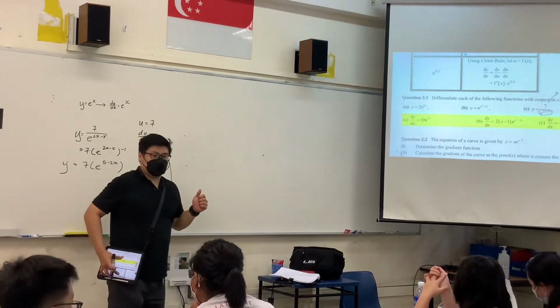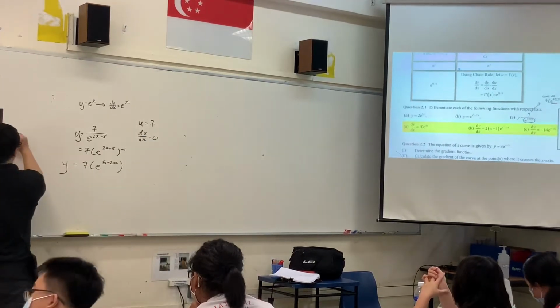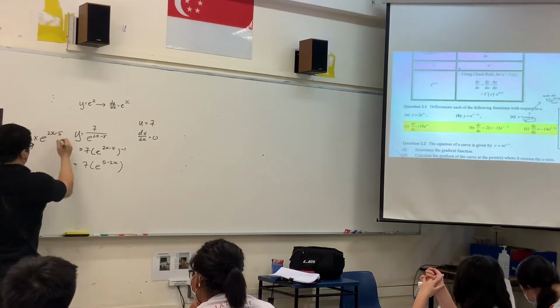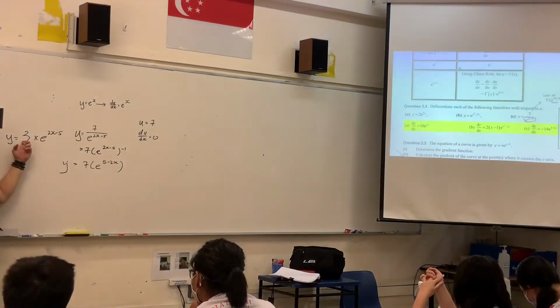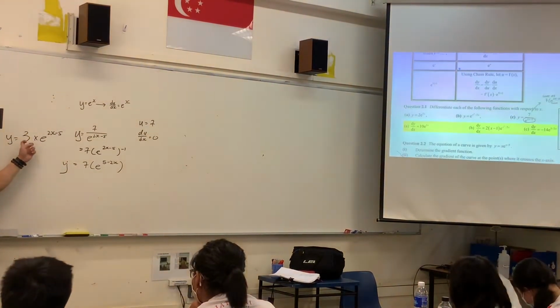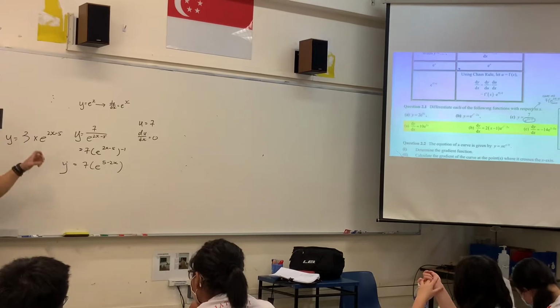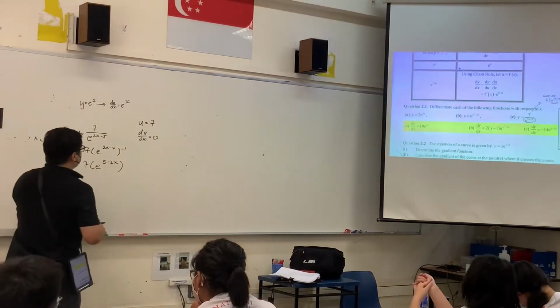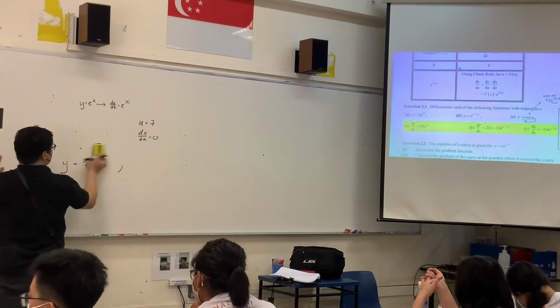So far, okay? So similarly, if I have y equals to 3 times e to the power of 2x minus 5, if you treat this as u, you differentiate, it is also 0. Need to use product rule, no? Don't need. Don't waste time. Don't penalize yourself with these kinds of unnecessary steps.